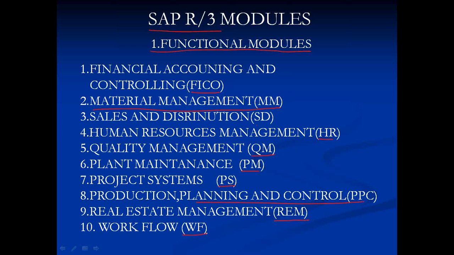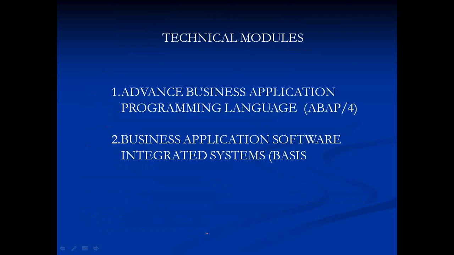So these are the softwares, which means there should be a language in which all these softwares have been developed. That language is ABAP. ABAP stands for Advanced Business Application Programming Language. So this is the first technical module, and it is the own programming language of SAP AG company. Then you have another technical module which is called BASIS. Here, BASIS stands for Business Application Software Integrated Systems.